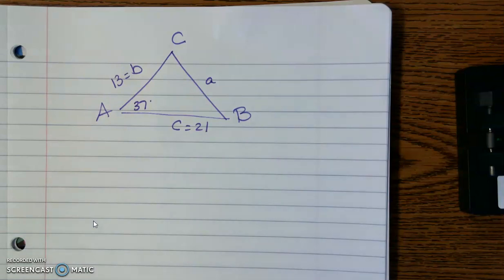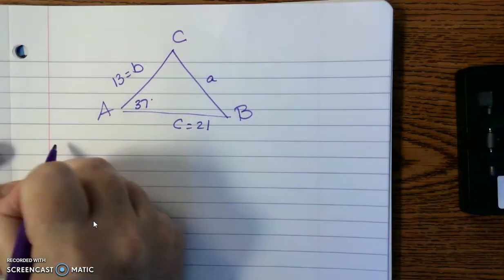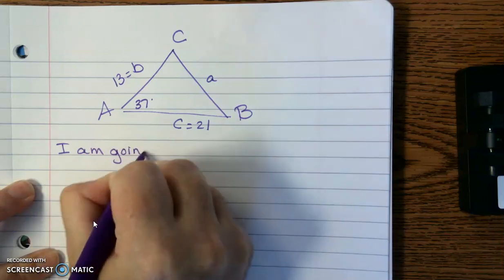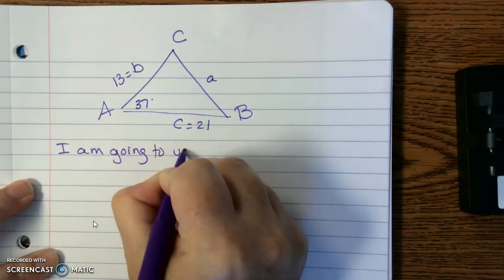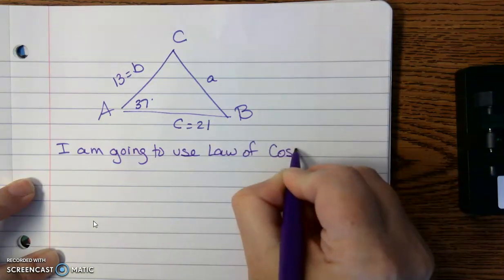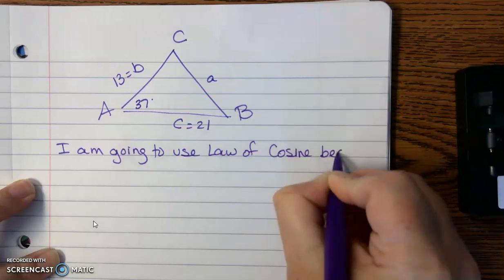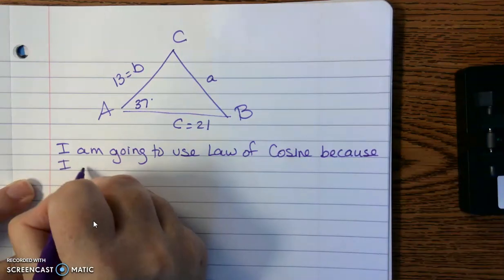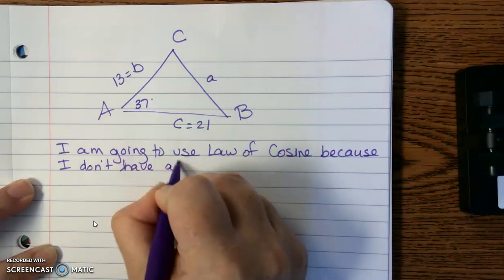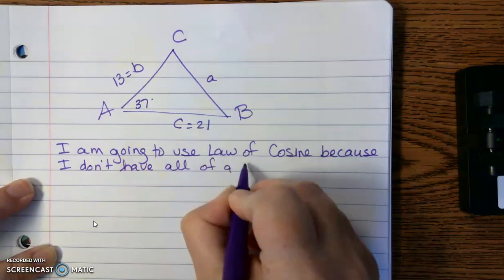So the first question here is, which law would you use? The question you ask yourself: do we know all of a letter? And the answer is no, we don't know all of a letter. So I am going to use law of cosines because I don't have all of a letter. Okay.